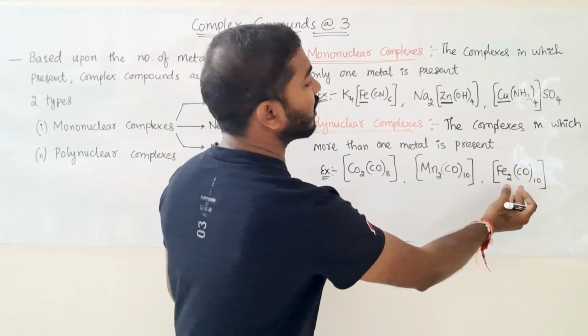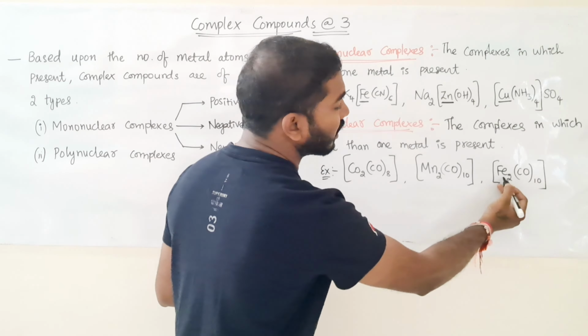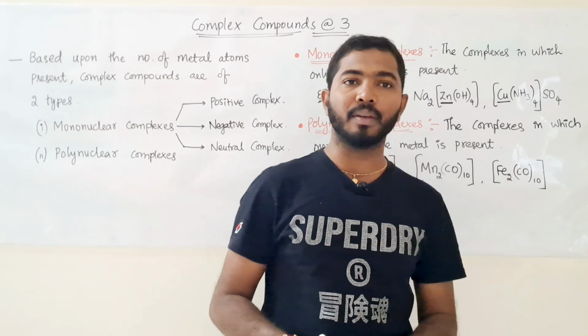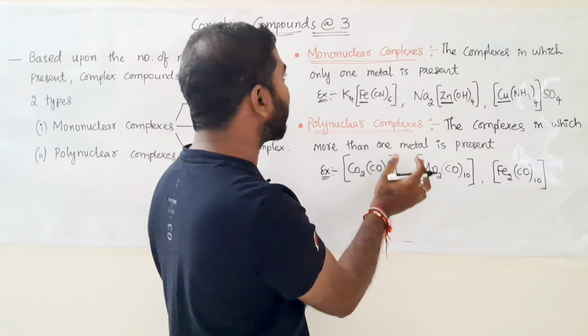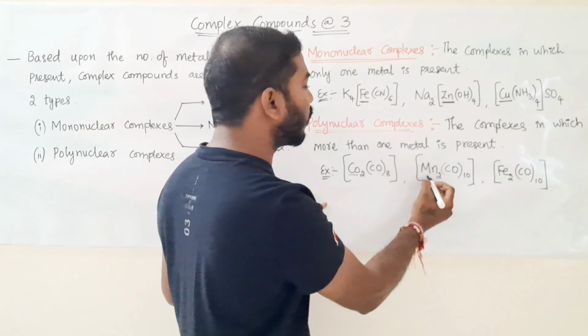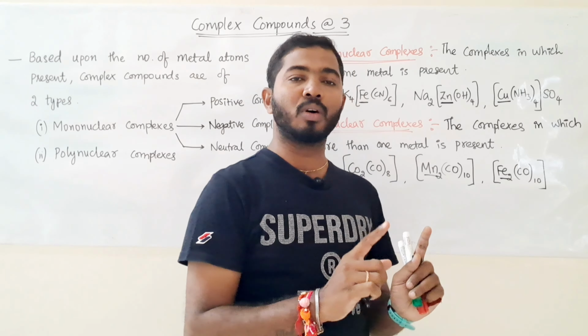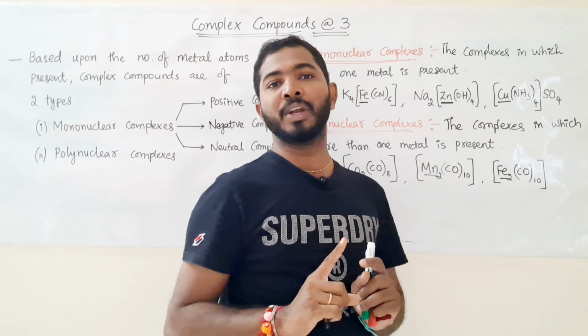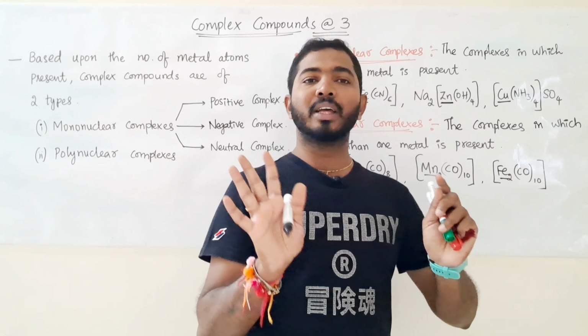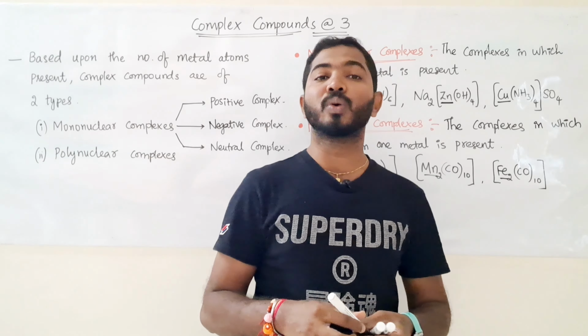But meanwhile, I have taken here di-iron decacarbonyl again. So what is the difference you see between these mononuclear and polynuclear complexes? I hope you have understood that. If you have only one metal atom in the coordination sphere, they are called mononuclear. If we have more than one metal atom, they are called polynuclear complexes.